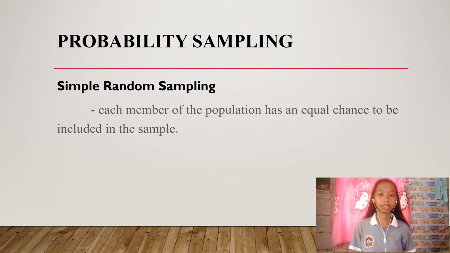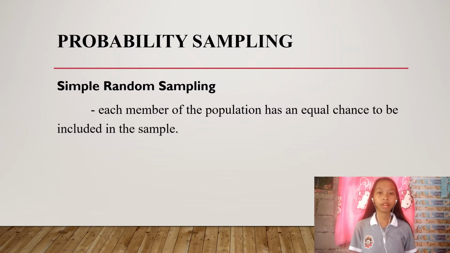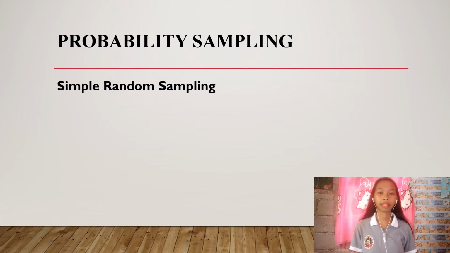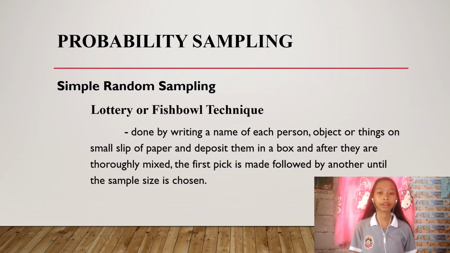Simple random sampling. Each member of the population has an equal chance to be included in the sample. Under simple random sampling, there are two types of technique: the lottery or fishbowl technique, which is done by writing the name of each person, object, or thing on a small slip of paper and depositing them in a box. After they are mixed together, the first pick is made, followed by another, until the sample size is chosen.